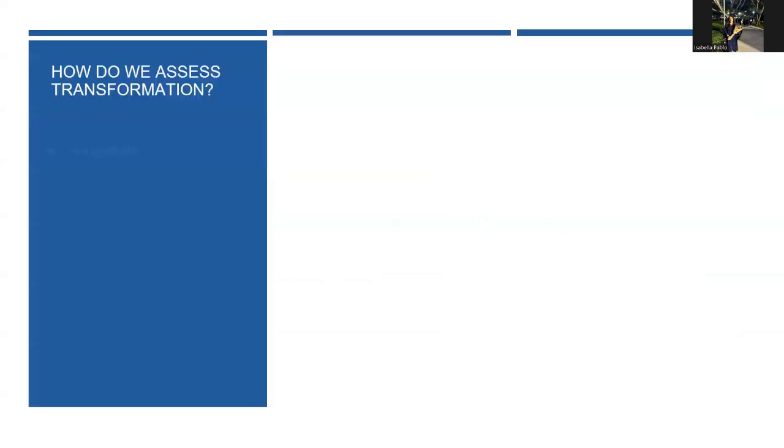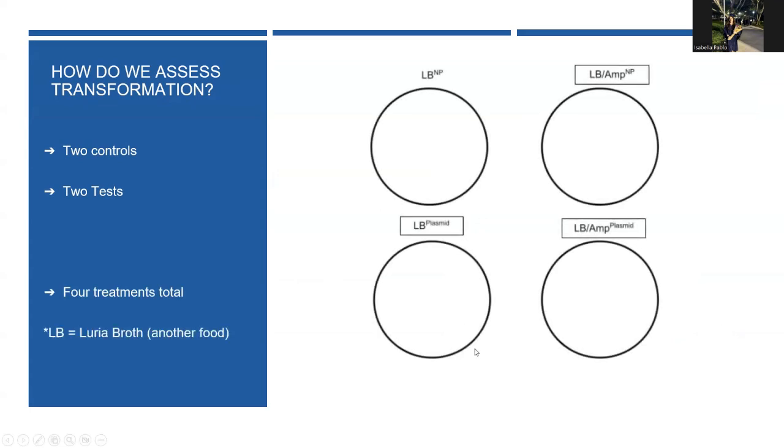So how do we assess transformation? In this case, we're going to have two controls and two treatments, and they're going to look a little bit like this. These are the 4 agar plates that we prepared. The treatments are basically those that are just grown on LB plates. LB is Luria broth. It's just food for the E. coli to grow.